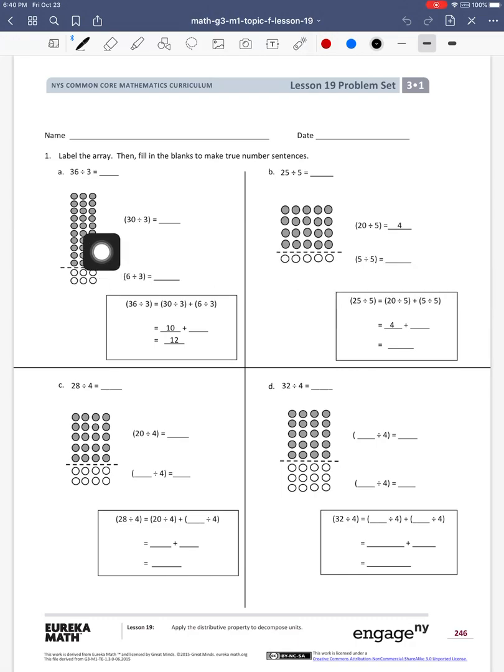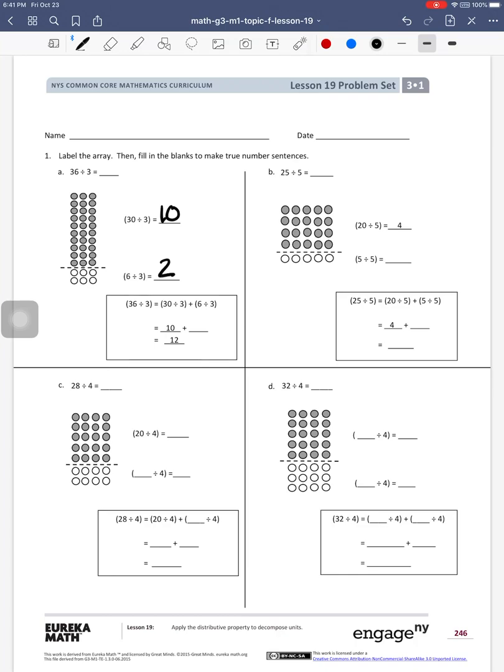Here we see rows of 3. So 30 divided by 3 equals, well, how many rows of 3 do we have? Correct, we have 10 rows of 3. Now we're going to look at the unshaded below the line where we have 6 total circles. And of course, there are 3 in each row. But how many rows do we have? Super, we have 2 rows.